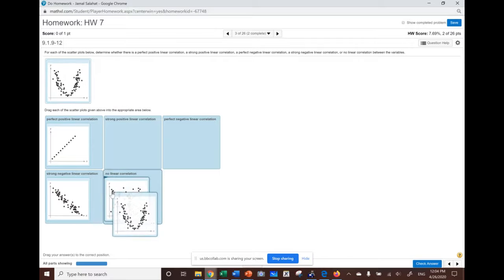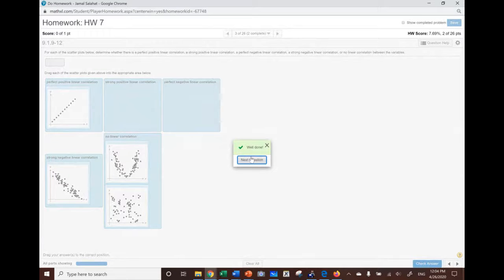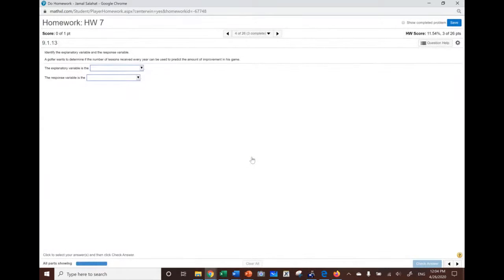So this one will go in here, and the next one, just drop it above it, they fit. So no linear. Those two are not linear. This one in here is strong negative coming down, and this is perfect going up. So when we check, let me hide this, check, and that will be okay.